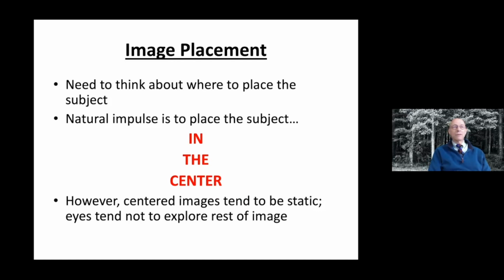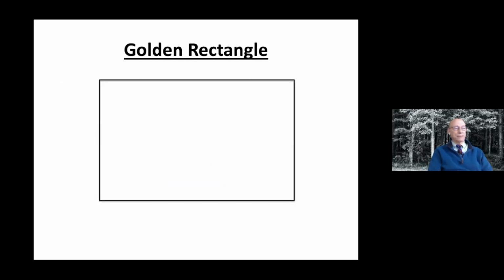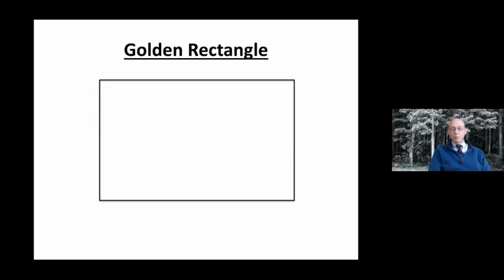So how do we use the golden ratio to help with composition? Well, let's start with the rectangle. Okay. So the first step is to simplify a grid.